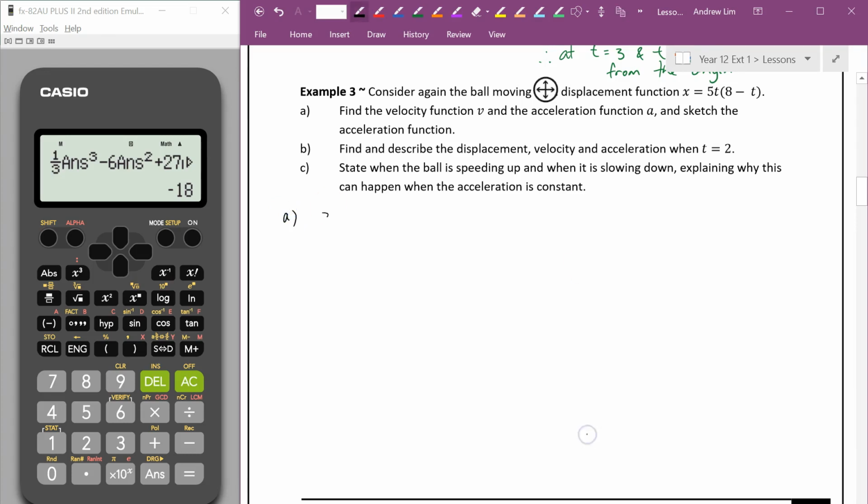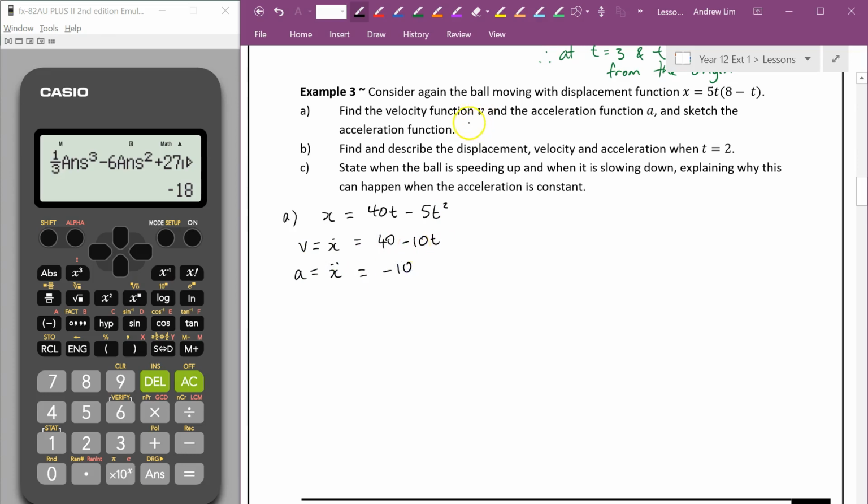Alright, so first thing is we're going to expand, because it just makes it easier to differentiate. We know velocity is x dot, so we're going to differentiate displacement with respect to t. And we know acceleration is x double dot, so we're going to differentiate velocity with respect to t, which gives minus 10.